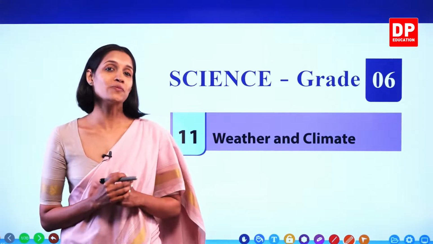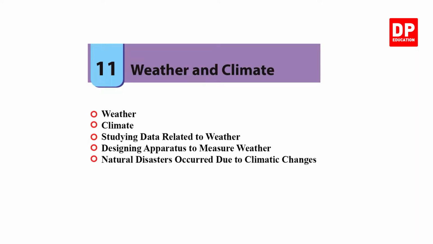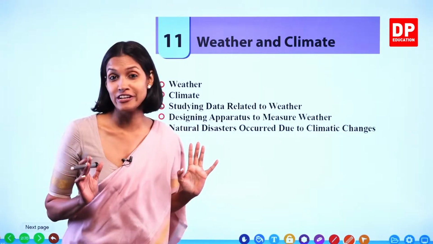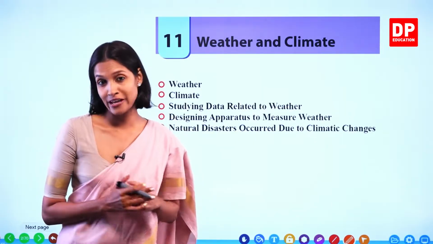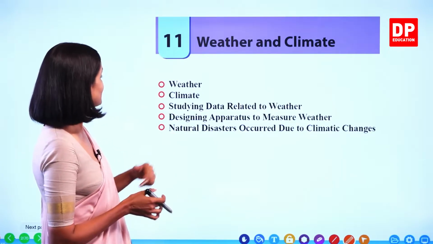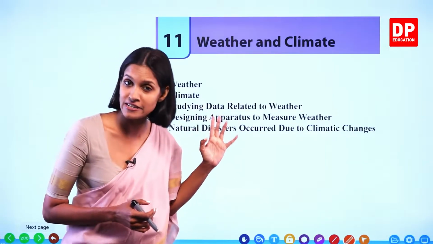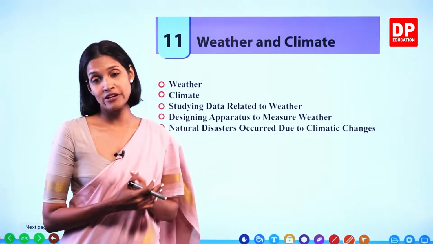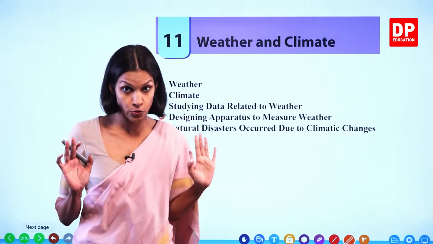So let's see what are the topics that we are going to discuss. The first topic we are going to learn about is weather and then climate. Even though both topics look the same, we are going to learn that they are two different things. Okay? But under weather and climate, we are going to learn about the same factors. Right, children? And then studying data related to weather. Under this topic, we are going to learn what the factors affecting weather and climate are, how to measure those different factors, and how to collect data related to them, okay?